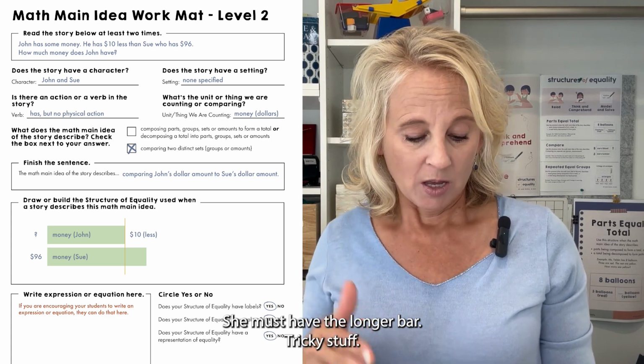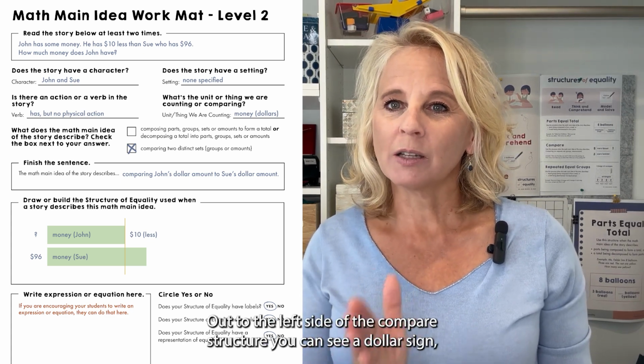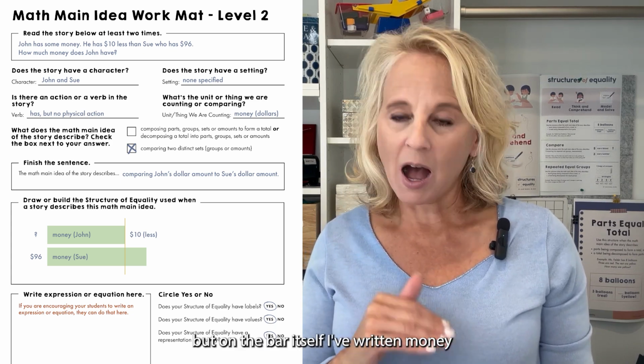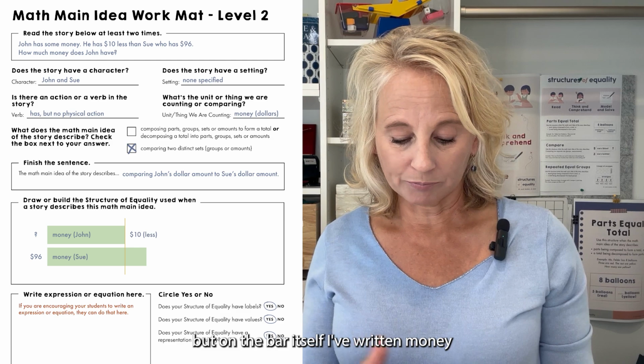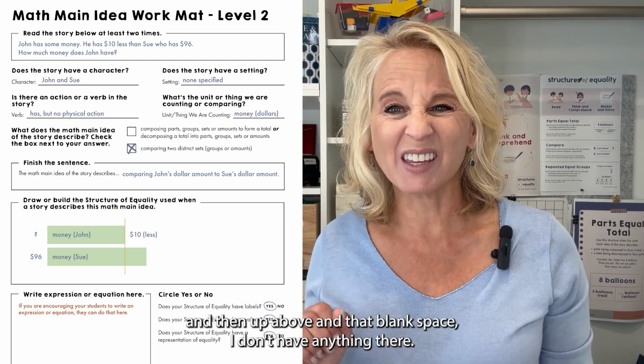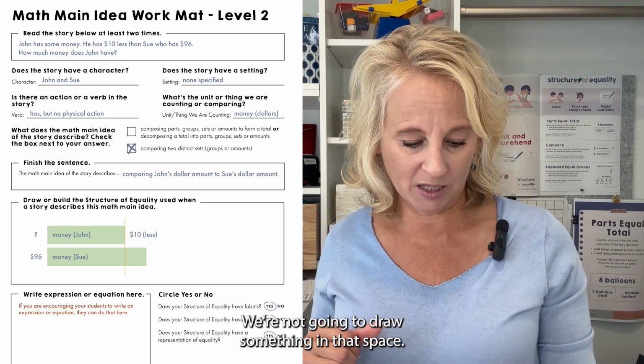Tricky stuff. I said the label can be money or dollars, so I've done both. Out to the left side of the compare structure, you can see a dollar sign. But on the bar itself, I've written money. And then up above, in that blank space, I don't have anything there as the example. It just says 10 less. We're not going to draw something in that space.